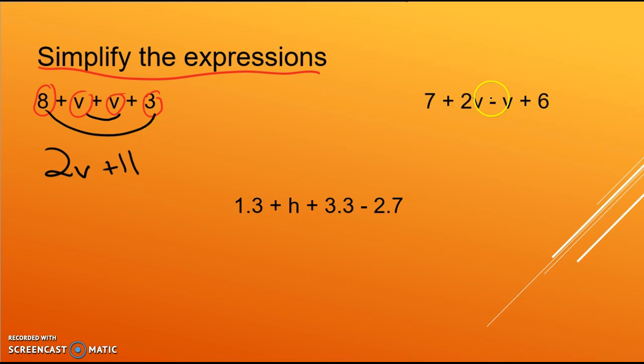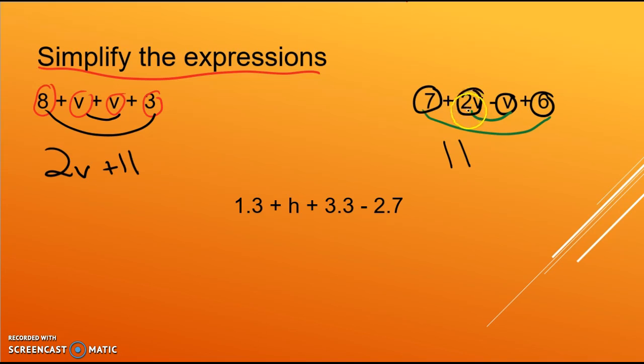Okay? So now let's try that over here. Our terms are 7, 2v, v, and 6. My like terms here are 7 and 6, and then the second pair of like terms are 2v and v. Remember, in order to be like terms, they need to have the same variable to the same power. 2v and v both have v as the variable, to the first power. 7 and 6 both don't have a variable, so we can call them like terms. When I combine them, I have 7 plus 6, which is 13.